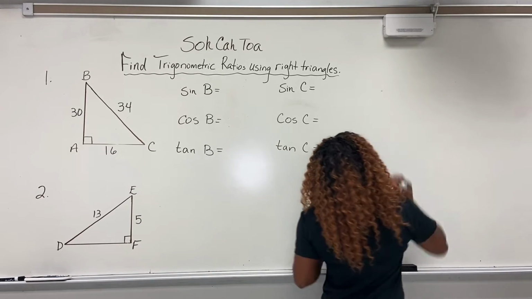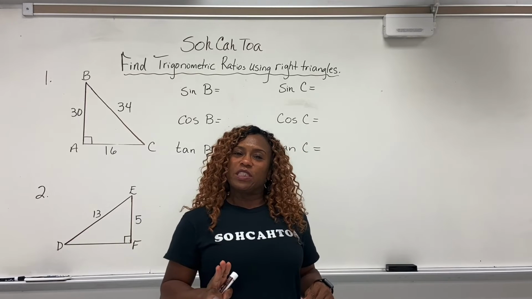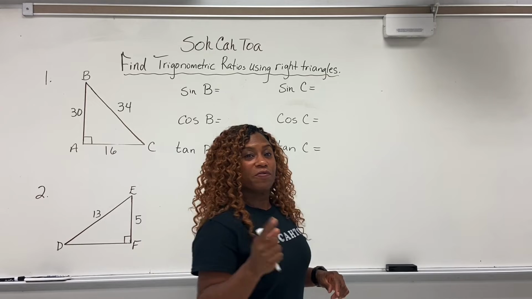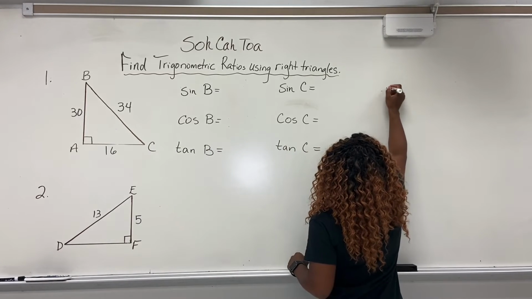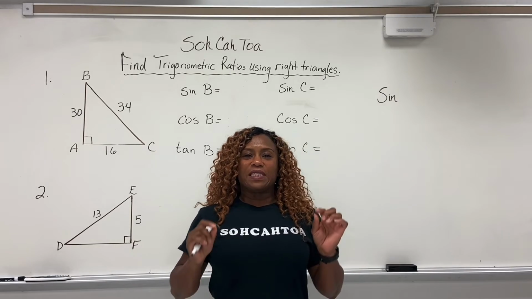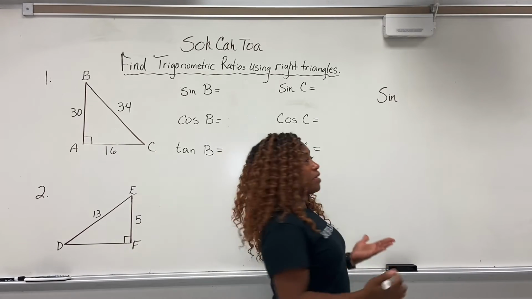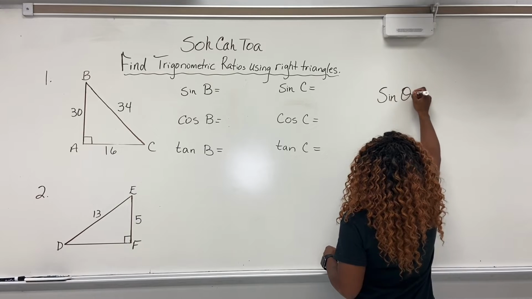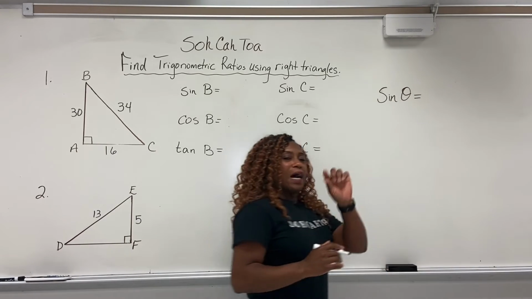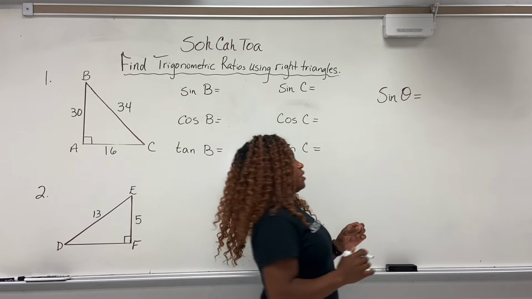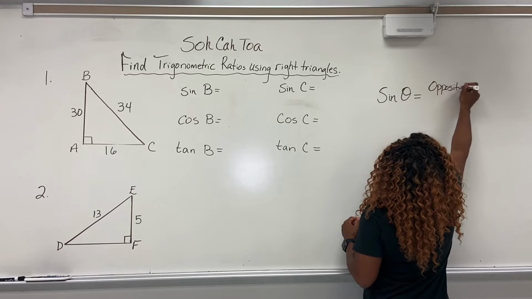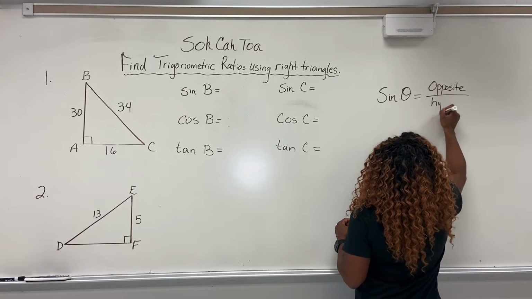We found out that there are 3 trigonometric ratios that we use to identify the sides of a right triangle. The first one is sine. And for example, if we're looking for the sine of some angle that we'll call theta, then what we're looking for is the opposite side over the hypotenuse. Opposite over hypotenuse.